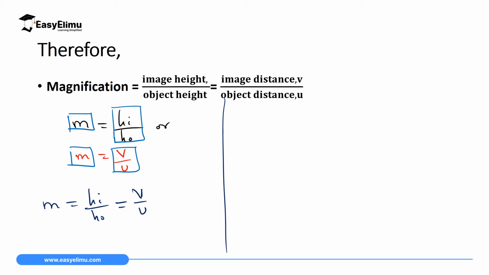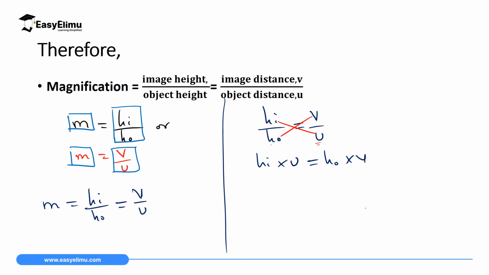Therefore, it means if you know the image height, and you know the object height, and then you know the image distance, then you can get object distance. Given image height and object height, and maybe the image distance, you can determine the object distance. If you need object distance, you just cross multiply like this. Then it will be HI times U, which is going to be HO times V.